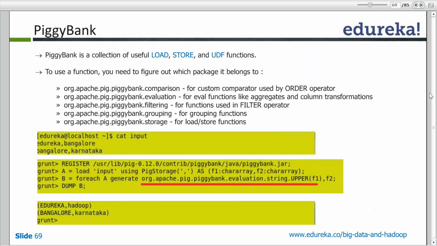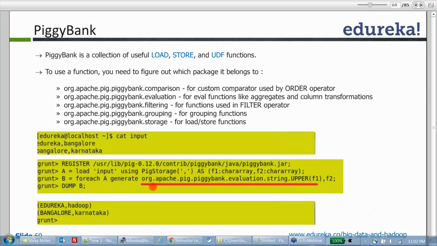I can use it directly. So if you see in the B statement, in this B, I'm using that jar directly. This is just a fully qualified method name I'm calling. Right? This is how you use UDFs.